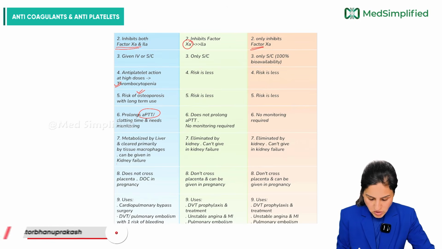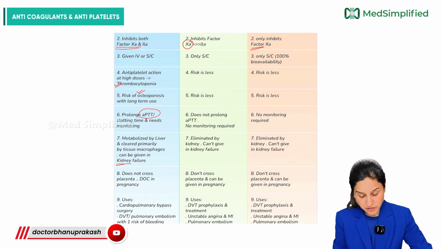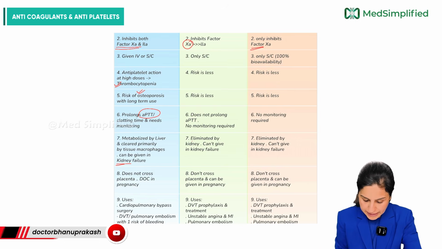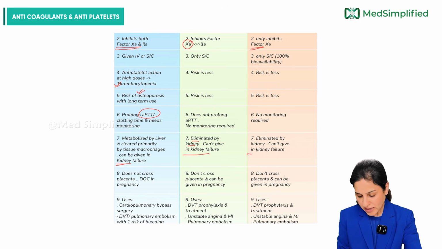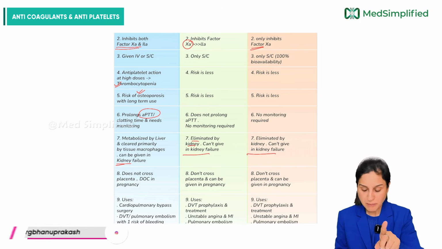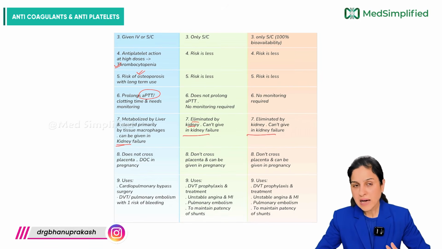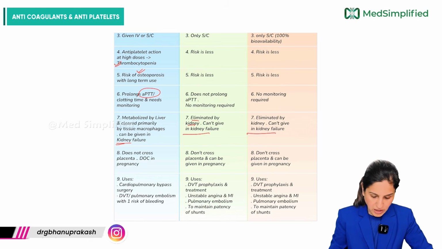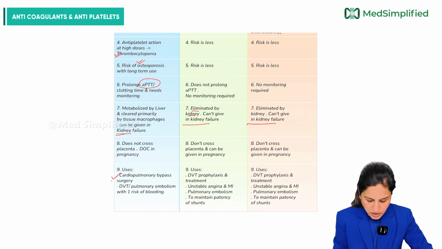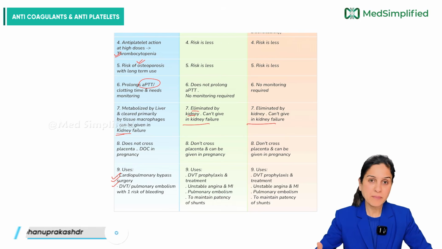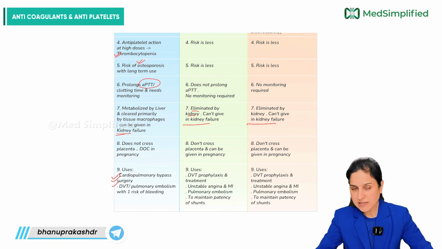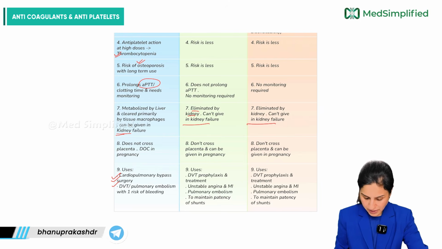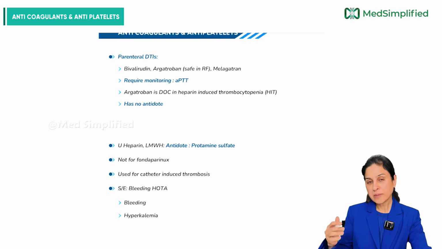Now, heparin can be given in renal failure as well, because it is mainly metabolized by the liver. But low molecular weight heparin and fondaparinux are mainly eliminated by the kidney. Therefore, these two cannot be given in kidney failure. Please remember this. All of them can be given in pregnancy, because warfarin cannot be given, but these can be given. They are used especially in big surgeries like cardiopulmonary bypass, where we prefer to give heparin, and in other surgeries like DVT prophylaxis, we can give low molecular weight heparin or fondaparinux.